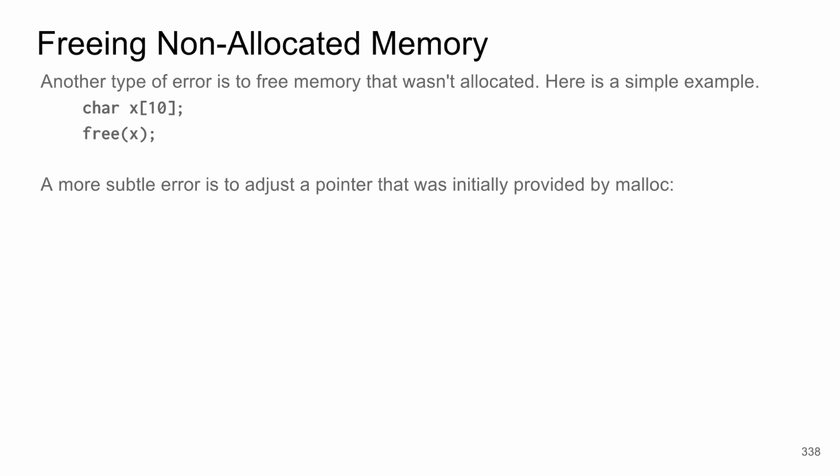All right. So a more subtle error is to adjust a pointer that was initially provided by malloc. This is the same exact issue, although it's, again, more subtle. Because what's happening here is free only accepts a memory address that was returned by malloc, or a memory allocation function. It has to be that same exact memory address. So if you even just give it that memory address +1, that's an error, because it doesn't know that that's associated with a block. It only knows the starting address of those memory blocks it's giving out.